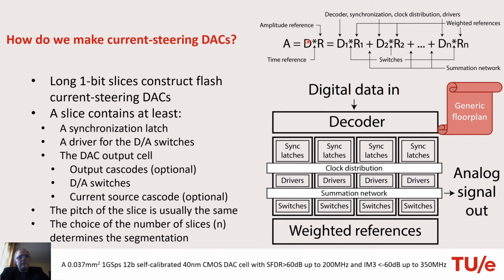The digital word is just a series of ones and zeros, digital data. In order to convert this digital data to the analog word, we need to align it to a certain rate, the timing reference, the clock, and a certain amplitude. This is, for example, the full scale range of the DAC. We can expand this product into multiple terms, each containing a single bit of information and a weighted reference.